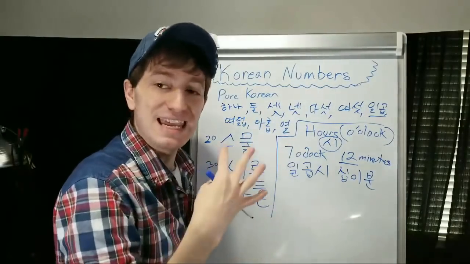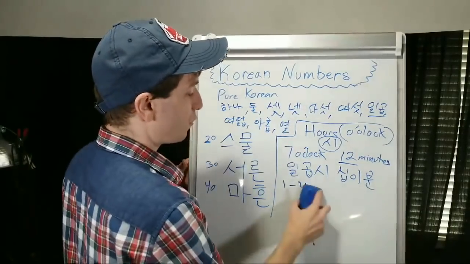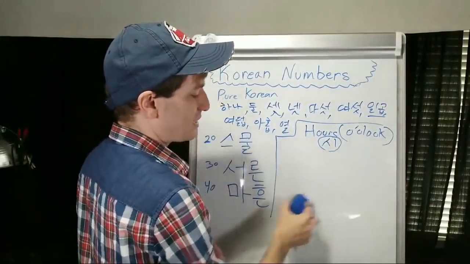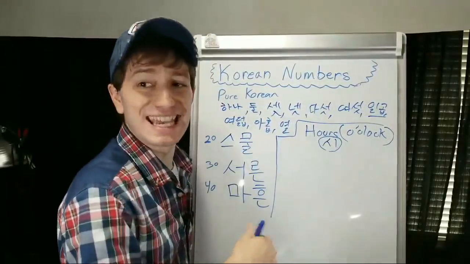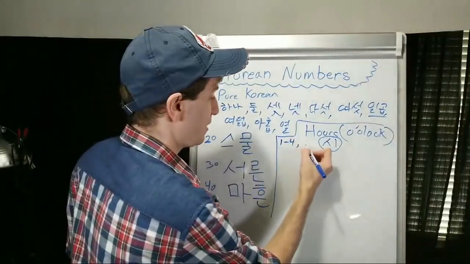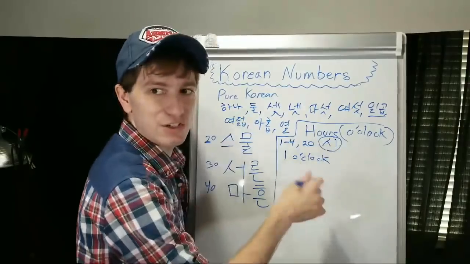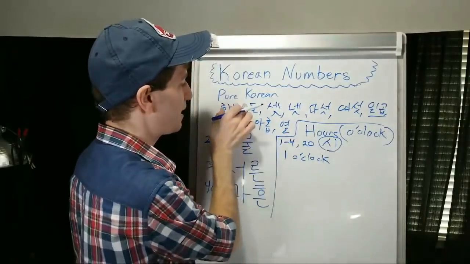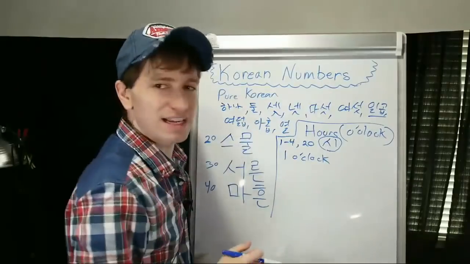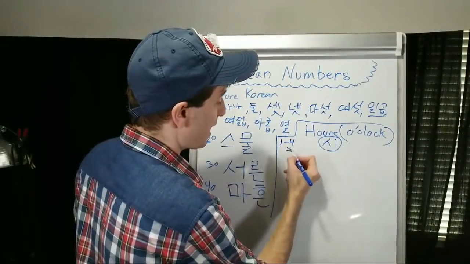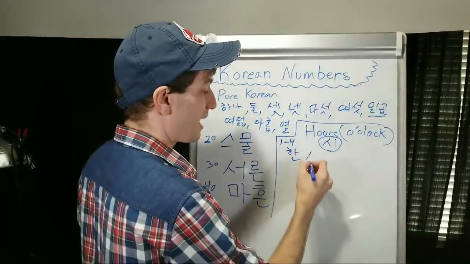But there is an exception. The numbers 1 to 4 change whenever they are used before any sort of noun, specifically any counter, and 20 actually. You want to say it's 1 o'clock. So I told you the counter is 시. So you would say the number, which is 하나, 1, and then 시. But 1 o'clock is not 하나시. Same with 2, 3, and 4. 하나 becomes 한. So if you want to say 1 o'clock, it's 한시.